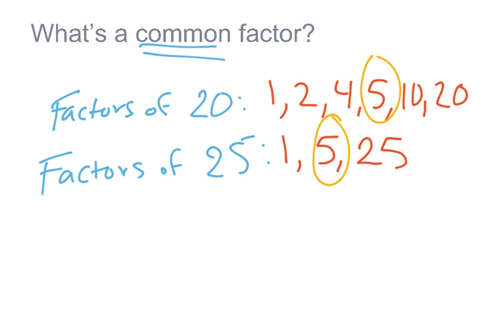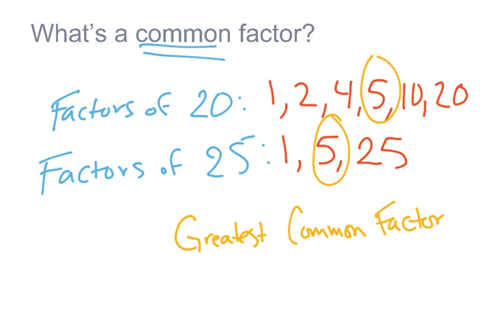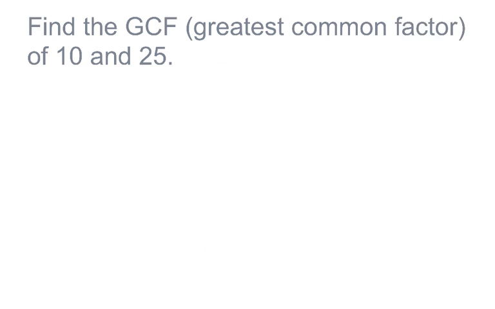Now what we're going to be doing today is looking at factors, and then also looking for the greatest common factor. In this example, 5 is the only common factor, so by default it has to be our greatest, which means our biggest. Greatest common factor you will often see as just GCF. Between 20 and 25, our greatest common factor is 5.